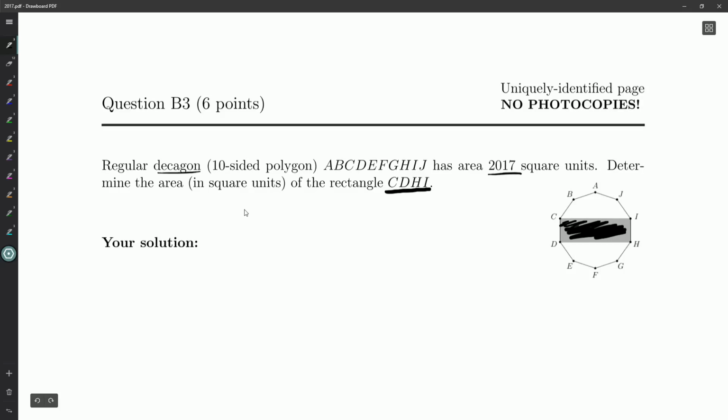Now, I don't know a formula off the top of my head for the area of a regular 10-sided polygon. I'm sure I could use some trigonometry to figure it out, and someone watching might have that memorized. I'm going to try and avoid doing that, but just out of curiosity, if you had a really big polygon, how would you figure out an area?